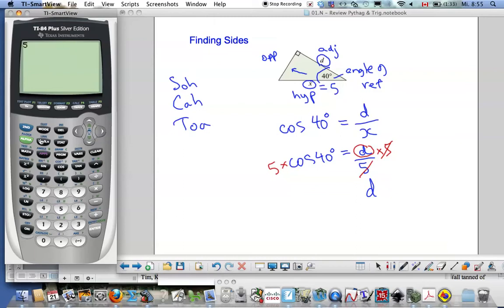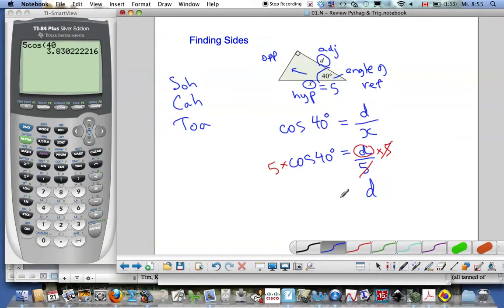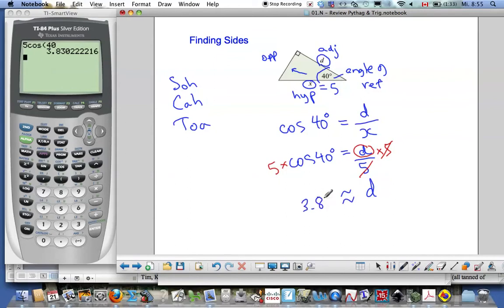Okay, and now we can just do 5 cosine 40. Equals. Good. And we always want to write that then to three significant figures. Right. And I like to put the approximate sign because we are rounding.